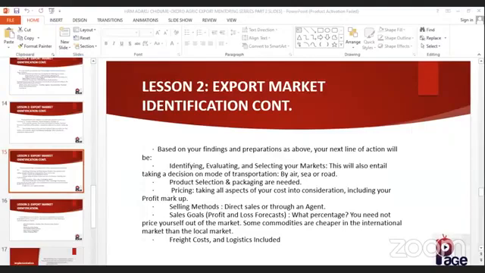So you will also look at the freight costs, whether it's by air, by road, or by sea. You add it to your pricing in determining your market penetration.